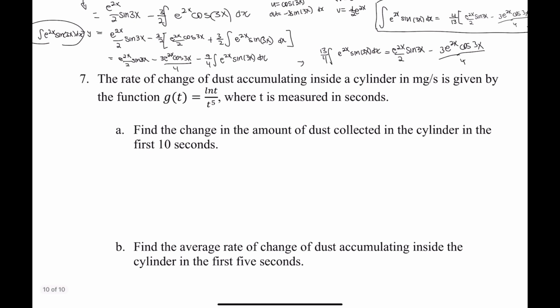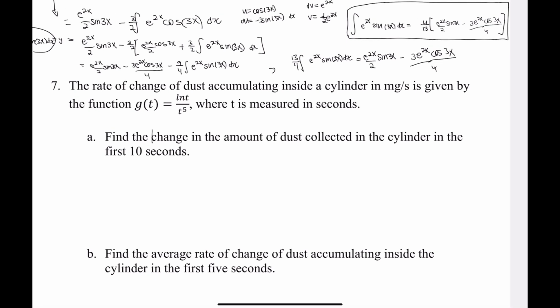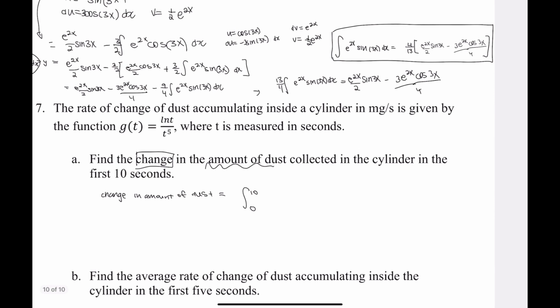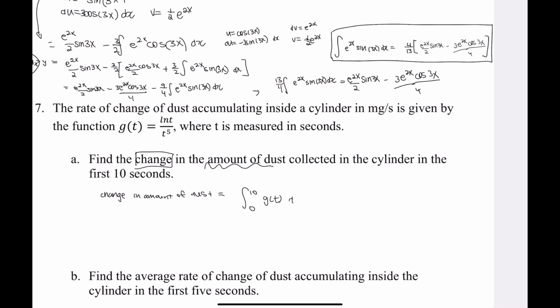So first 10 seconds, that's interesting. It says the change in the amount of dust, so that means we need to take the integral of g of t. Change in amount of dust equals the integral from 0 to 10, right? So first 10 seconds, 0 to 10. That's our limits. And then g of t dt, which means the integral from 0 to 10 of ln t over t to the 5th dt.